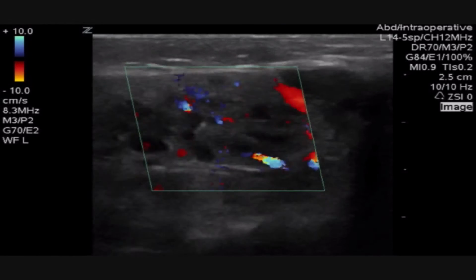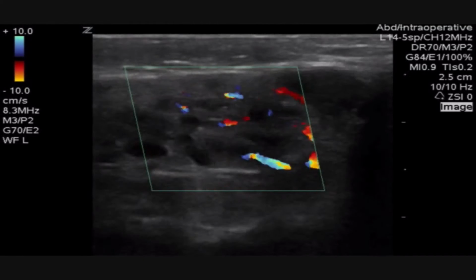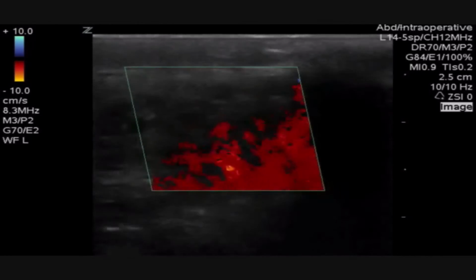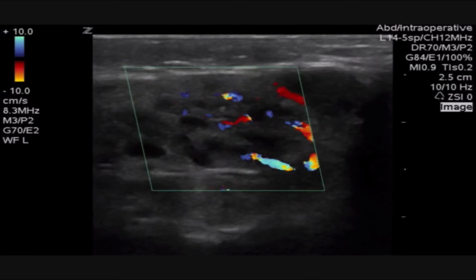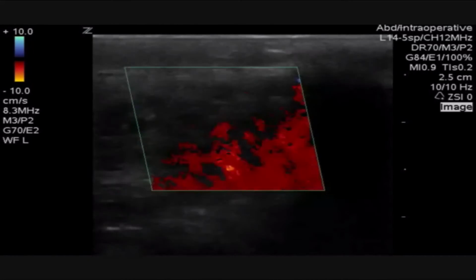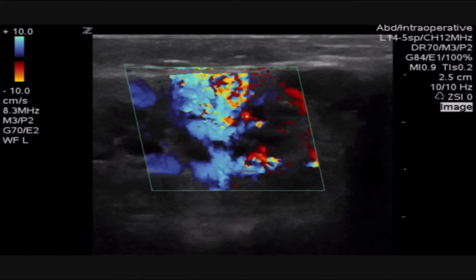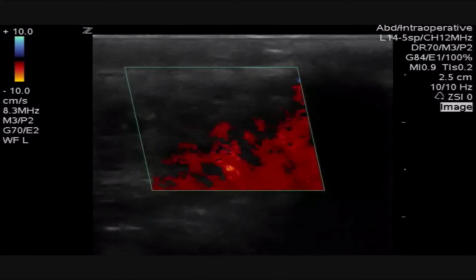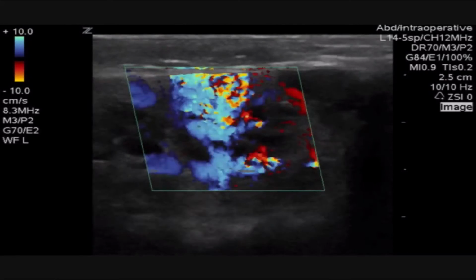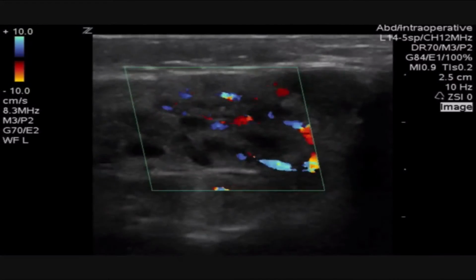One other thing to think about whenever you see an anechoic circle is, is this a vascular structure, vein or artery? So you've got to put color on it to make sure it doesn't have flow. And in fact, they did this, and there's no flow within these cystic structures, but there's a lot of flow around them. Again, speaking to this as an edematous or inflammatory tissue.